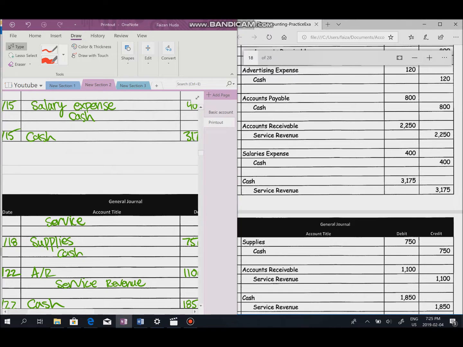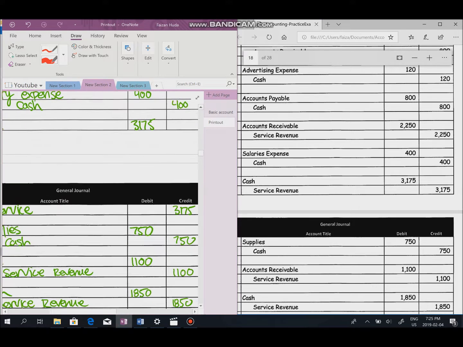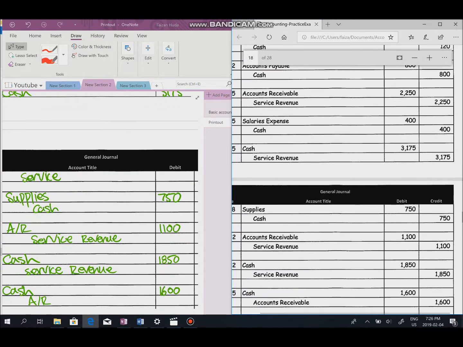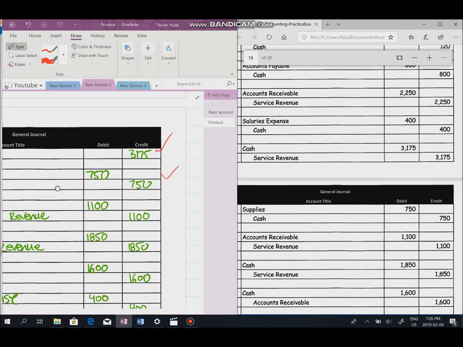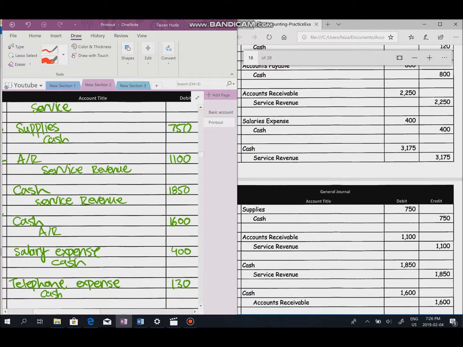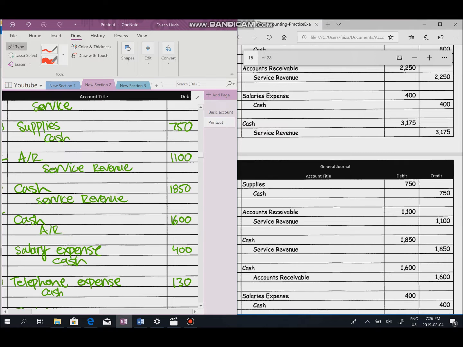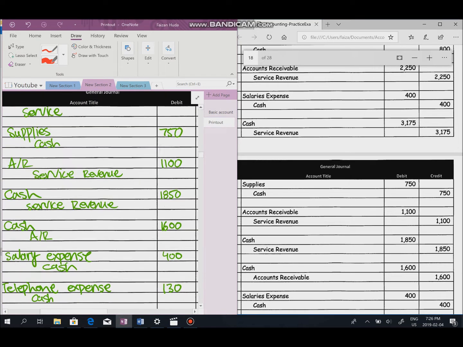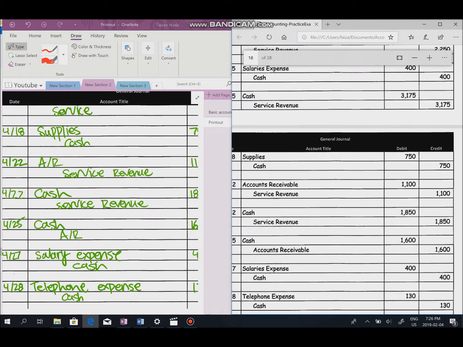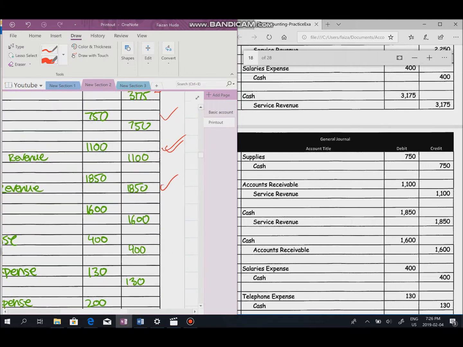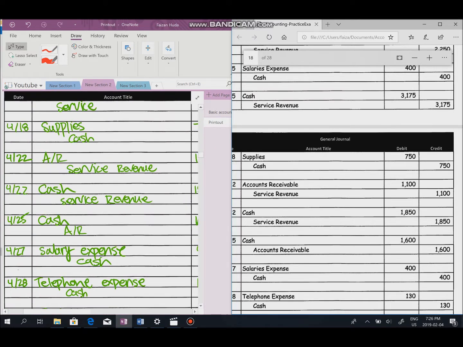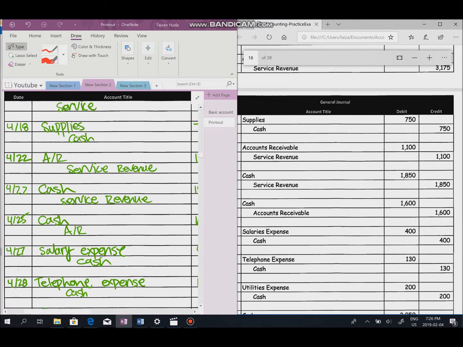Supplies and then cash for 750. We're right. Accounts receivable, service revenue 1,100. Yep, we're right. Cash and service revenue 1,850. Yep, we're right. Cash and accounts receivable 1,600. Yep, we're right. Salary expense and cash.